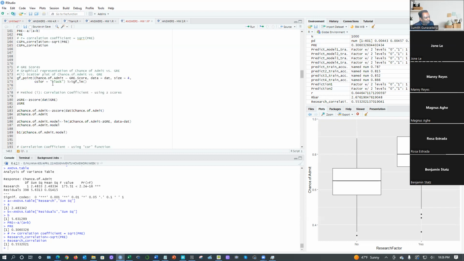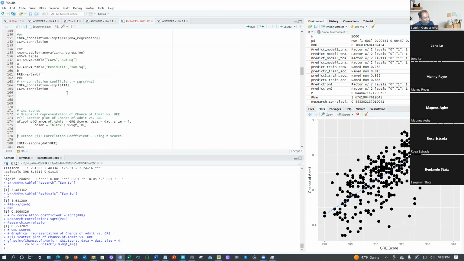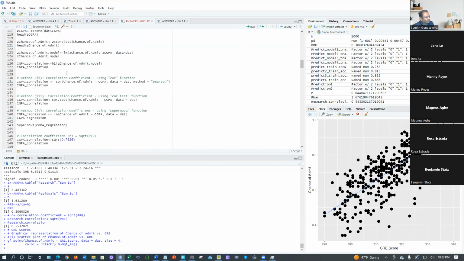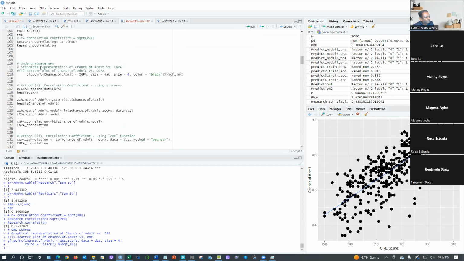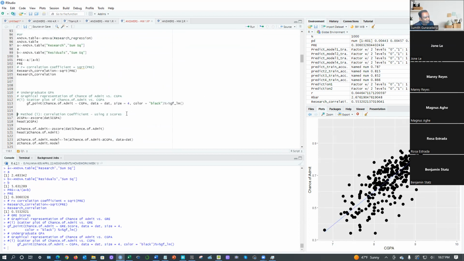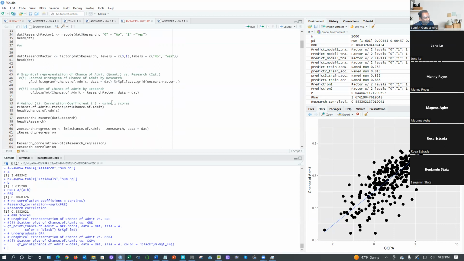For GRE, you can get the scatter plot, and then you can even fit that line. Here, GPA is the same thing. It's a scatter plot. But when you have categorical data, you don't do the scatter plot.